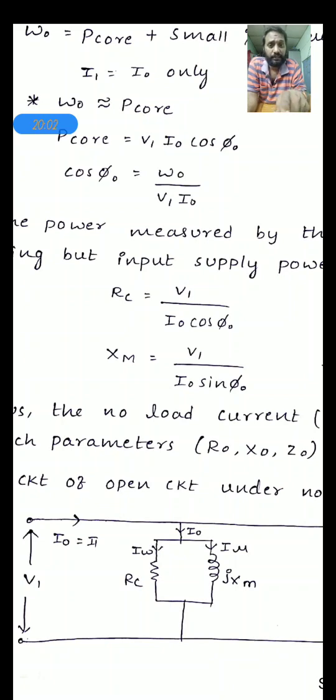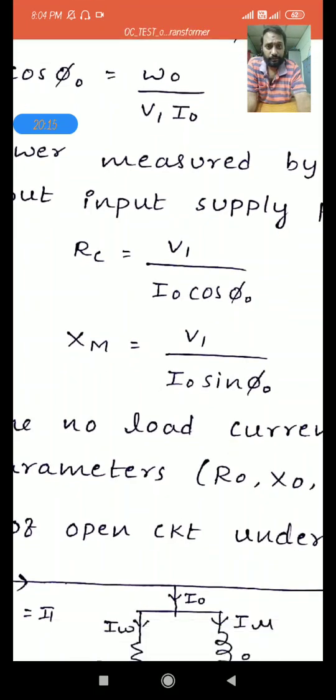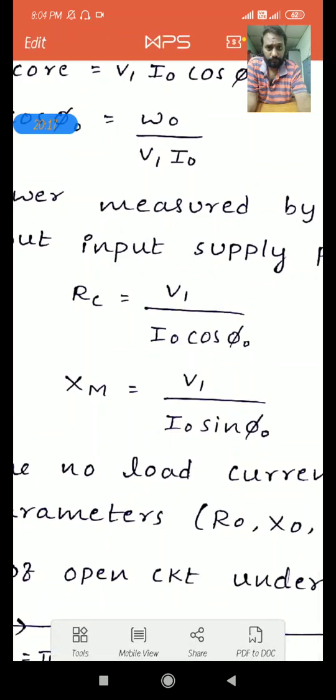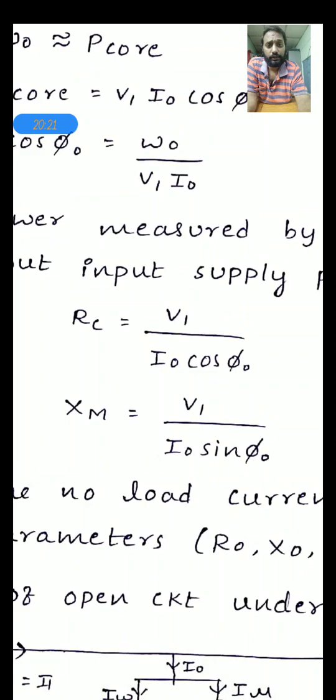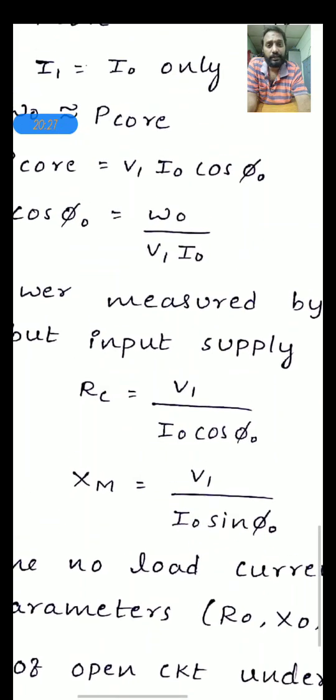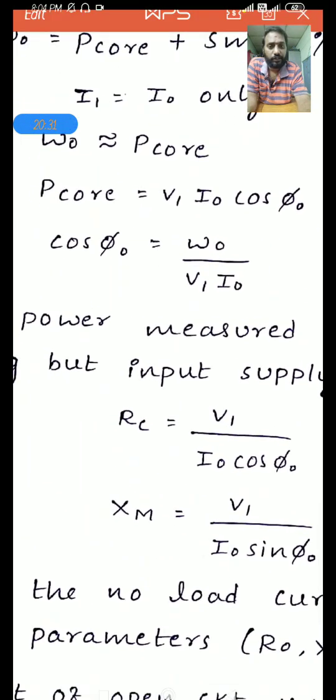Next, coming to the remaining two, that is the core loss resistance RC and magnetizing reactance XM, those can be calculated by the relations: RC is equal to V1 by I naught cos phi naught, and XM is equal to V1 by I naught sin phi naught. We already know that V1 is the voltmeter reading, I naught is the ammeter reading. So in V1 by I naught cos phi naught, V1 is the voltmeter reading, I naught is the ammeter reading. Cos phi naught can be calculated from the relation: cos phi naught is equal to the wattmeter reading divided by the voltmeter reading times the ammeter reading.